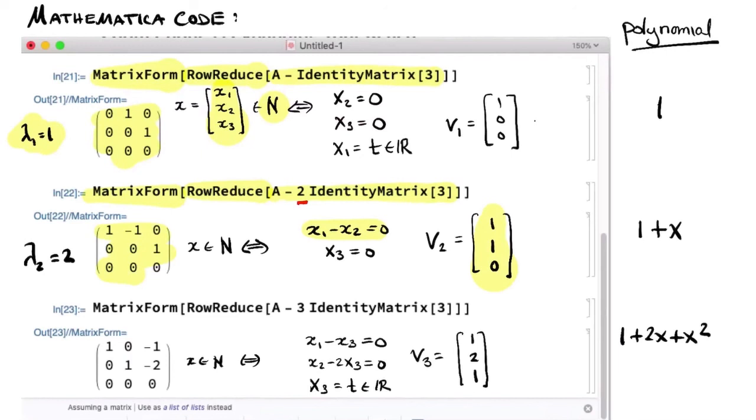Okay. Last part of the computation, third and final eigenvalue, 3. Where does that 3 go in my code? Right there. So I'm taking A minus 3 times the 3x3 identity matrix, row reducing it and putting it in pretty form. I can see it right there, and I can read off from that x1 minus x3 is 0, x2 minus 2x3 is 0, and x3 is free. So if I choose x3 equal to 1, it dictates that x2 is 2 and x1 is 1, so that's a basis.